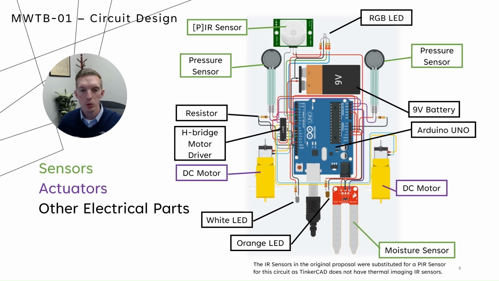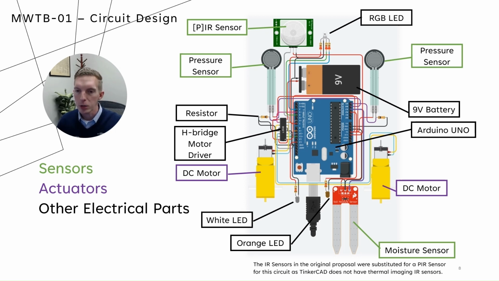Sensors, actuators, and other electrical parts are organized by color, and we'll just go through them. We've got a PIR sensor in place of the IR sensor because the IR sensors in Tinkercad do not provide the opportunity for detecting thermal signatures of people. This works pretty good. We've got an RGB LED to indicate the successful transmission of a person being detected to the central hub. Pressure sensors for navigation, one on each side.